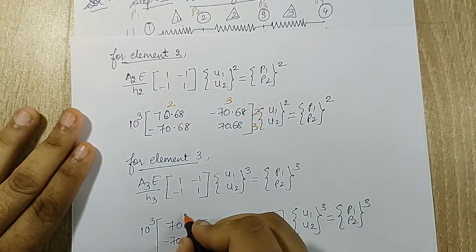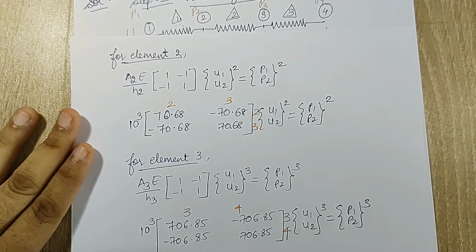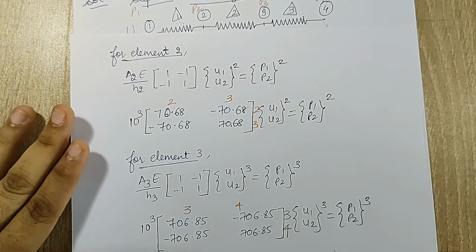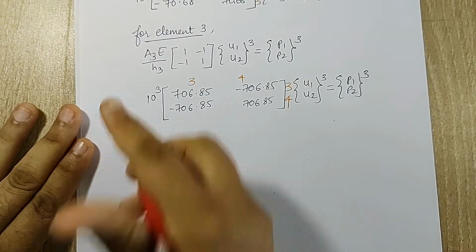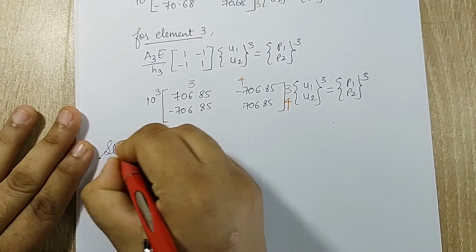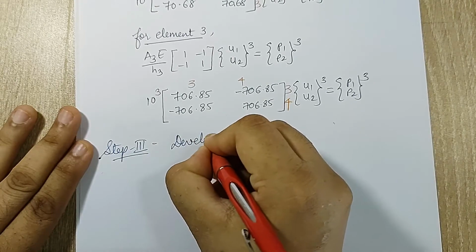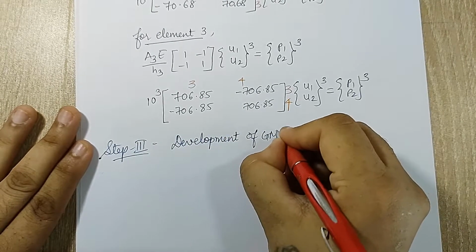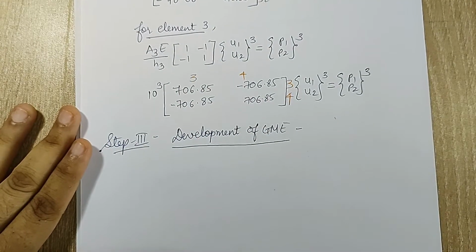Element 3 is between node 3, 4, 3, 4. So this is how you are supposed to form all the element matrix equations for the given number of elements. Next, I'll go for step 3. Step 3 is development of GME. That is, I'm going to form the global matrix equation from the individual element matrix equations.